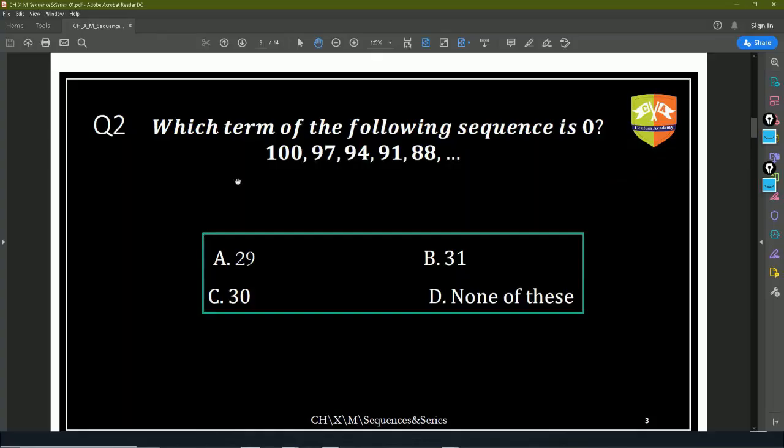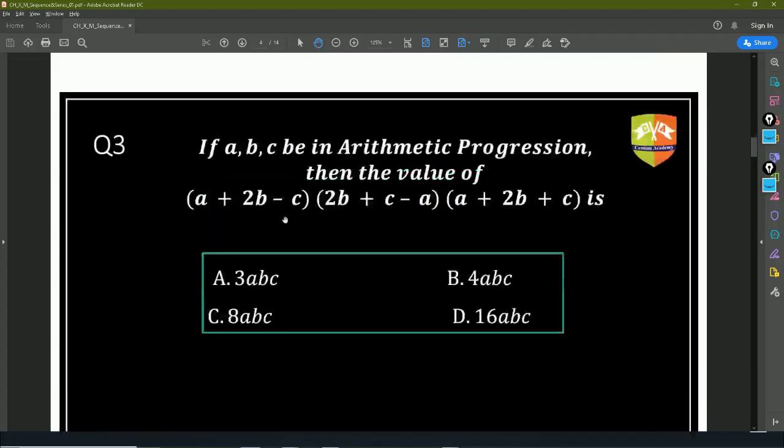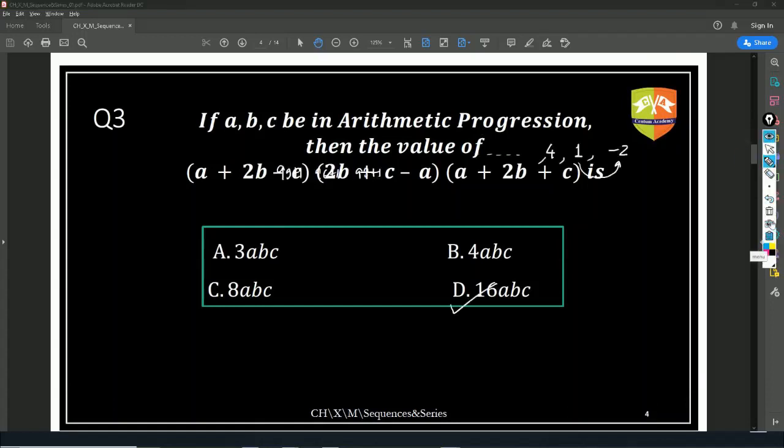How many of you could not solve this question? Okay, so lots of people could not solve this question. Okay, dekho. So if A, B, C are in arithmetic progression, that means what? 2B is equal to A plus C.